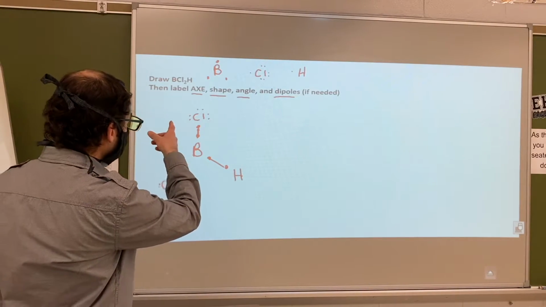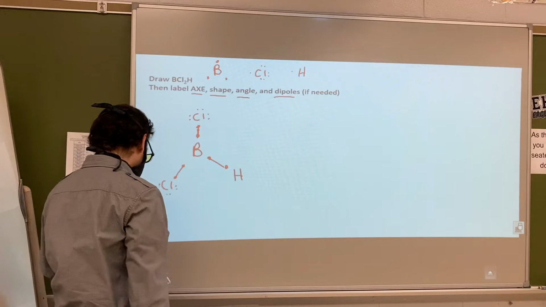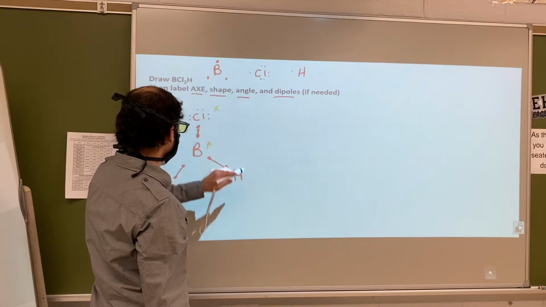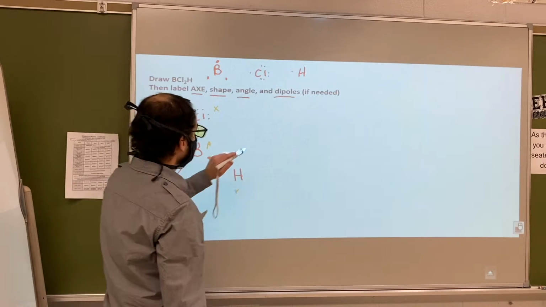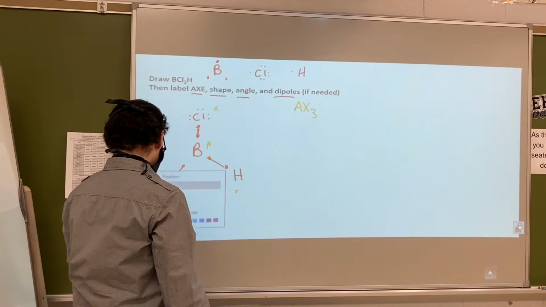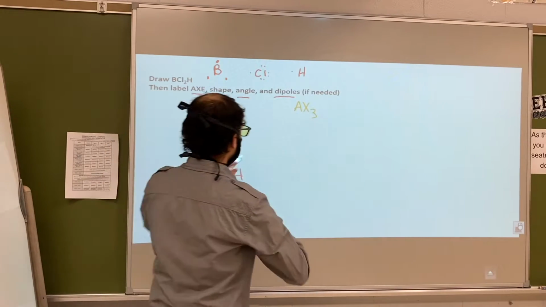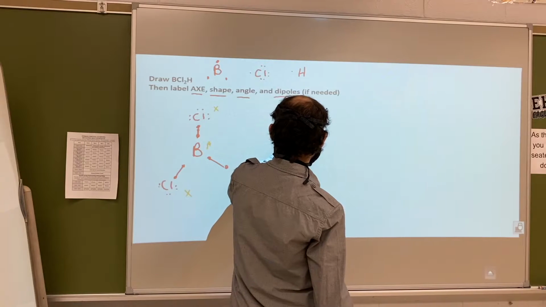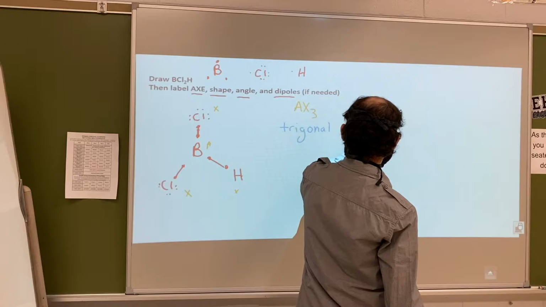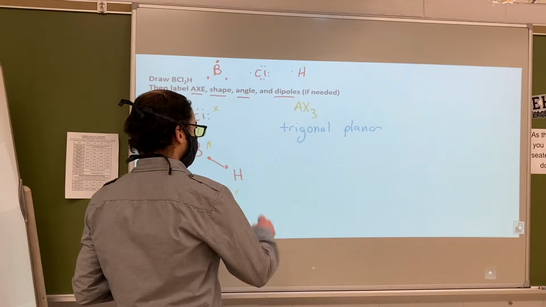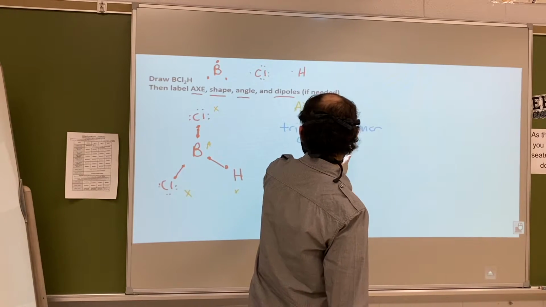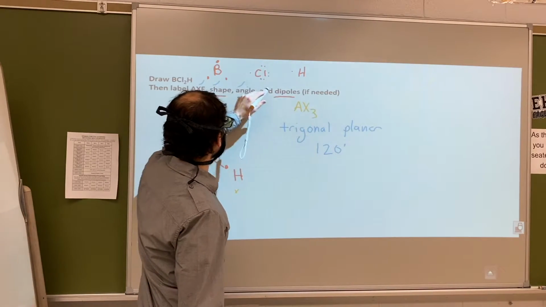Okay, so we need to figure out AXE. All right, so let's do that first. So A, X, X, X. All right, so we have AX3. That's going to give us trigonal planar. All right, so trigonal planar AX3, the bond angle for that is going to be 120 degrees. All right, so we're good, and dipoles.